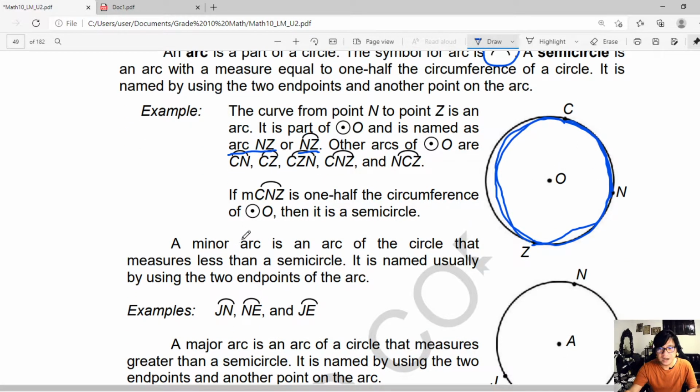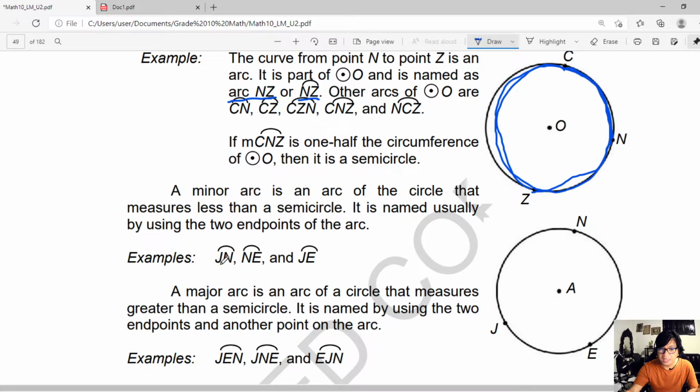A minor arc is an arc of the circle that measures less than a semicircle. It is named usually by using 2 endpoints of the arc. So for a minor arc, we usually use only 2 letters. For example, arc JN, this one, is a minor arc because its measure is less than 180 degrees. Also arc NE and arc JE. These are minor arcs. So usually only 2 letters are used.